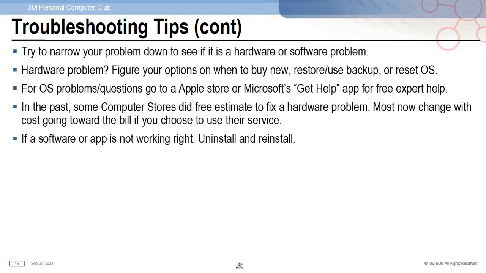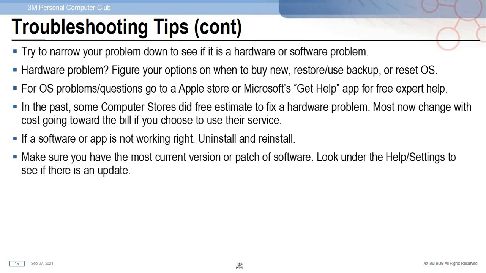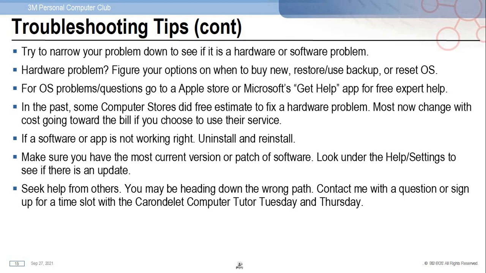If a software or app is not working, what you can try is you can uninstall it and then reinstall it. A lot of times that'll fix problems. You also want to make sure that you have the most current version or patch for whatever software or app you have. Look under the help settings to see if there's an update for the software. And then if you're afraid of doing things like that, you can always seek help from others because you may be headed down the wrong path. You can contact me with a question, or again, you can sign up for the Carondelet computer tutors that are available on Tuesdays and Thursdays.